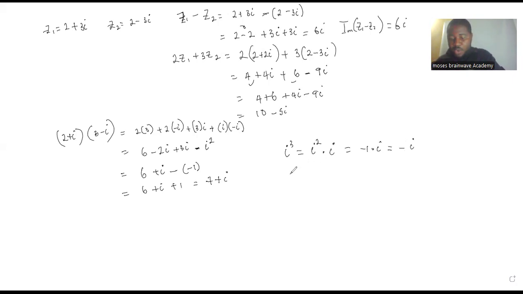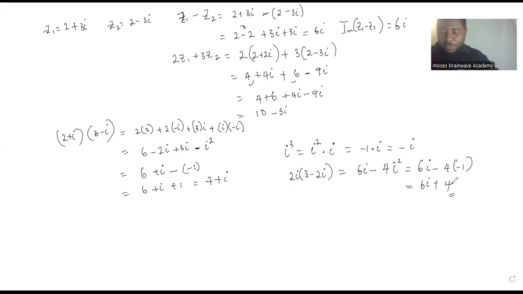So for example, another example we have 2i multiplying 3 minus 2i. So this is going to give us 6i minus the next one is going to give us 4i squared. So what is i squared? -1. So we have 6i minus 4 into -1. So we have 6i plus 4. So it's straightforward, and it's fantastic.